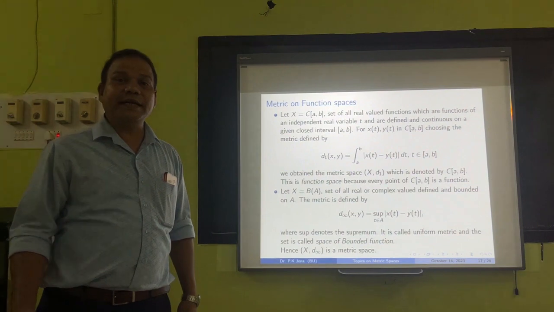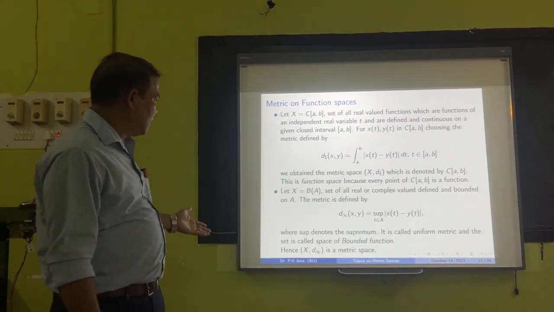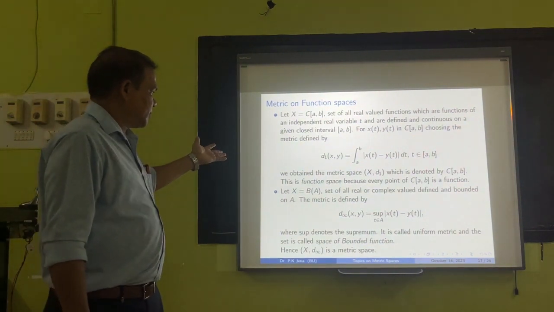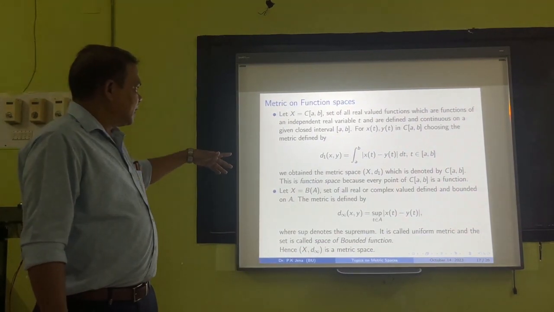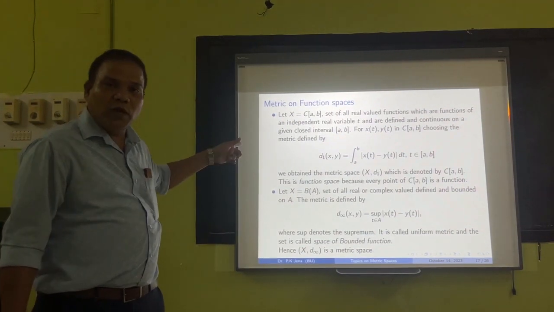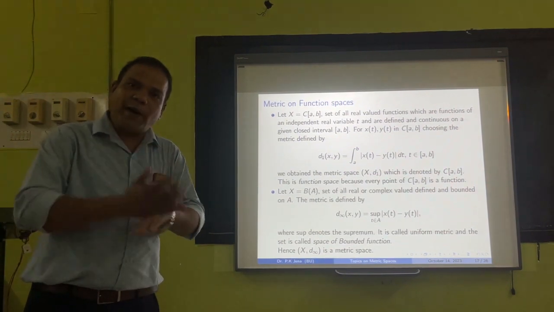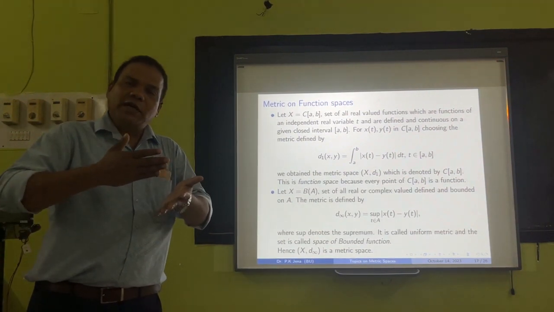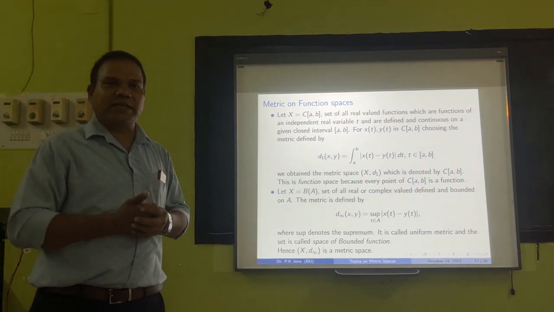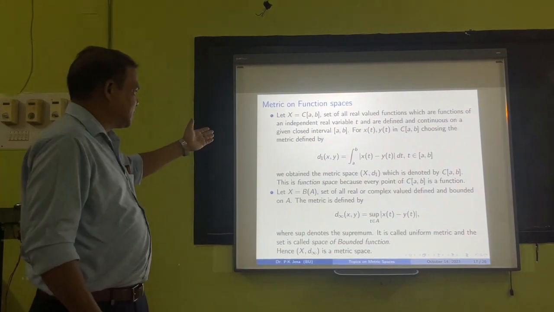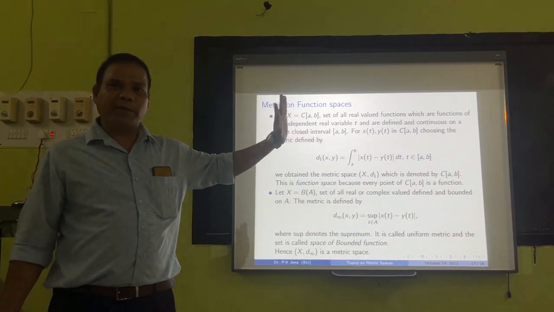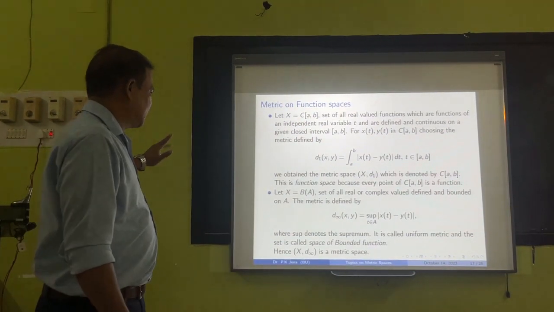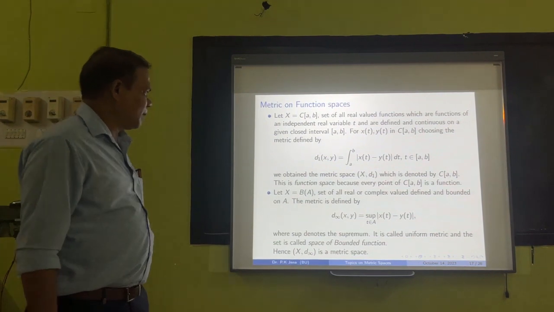Similarly, you can define the dp metric. In the CAB we are defining only one metric. It is possible to define infinitely many metrics on CAB. It is also a metric, you can easily check. Triangle inequality is also easy to check, and all the 3 properties are satisfied. We will come to the next example.